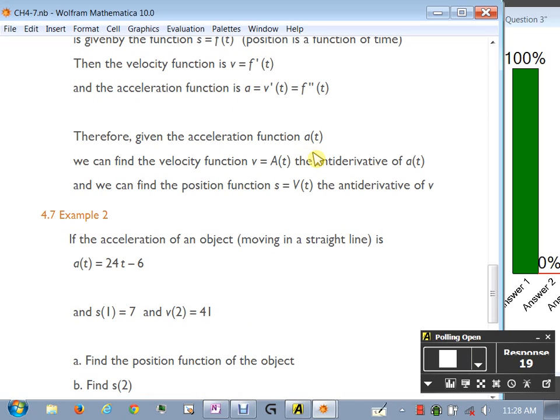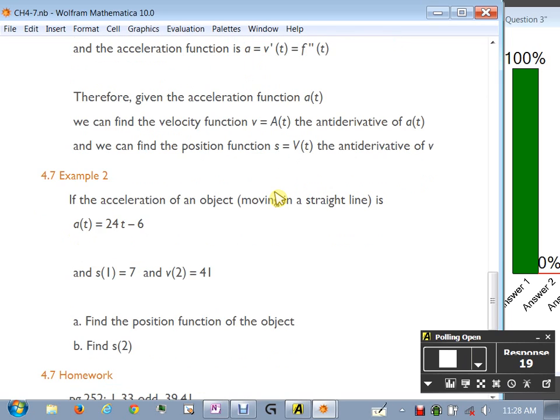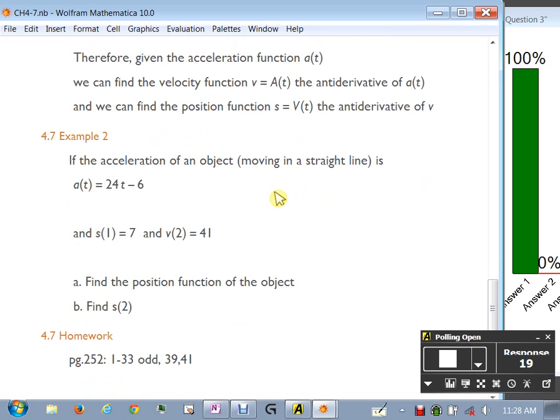It's saying given an acceleration function, we go backwards to get velocity. Given the velocity, we go backwards to get position. But what's the problem when we go backwards? Antiderivative. What's the thing that we always have when we find the antiderivative? A constant, right? And we don't know what that constant is. So if we're going to be able to recover exactly where this object is or its velocity at every point in time, we're going to have to know a little bit more than just the function.